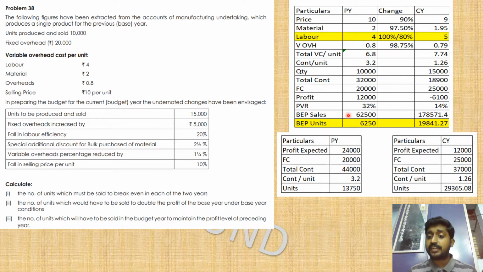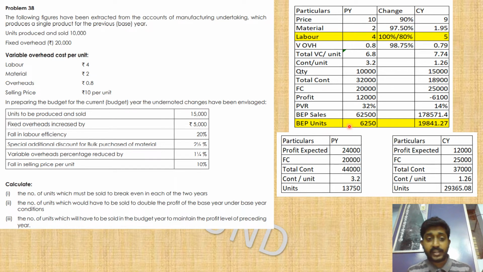But the question is asking for the number in quantity. So how to find the quantity? Sales of 62,500 divided by selling price of 10 rupees, we can find the break even point in units. Till now we have seen problems in which only break even point sales is asked, but here we have the selling price data. So divided by selling price, it is going to give you the break even point in quantity.